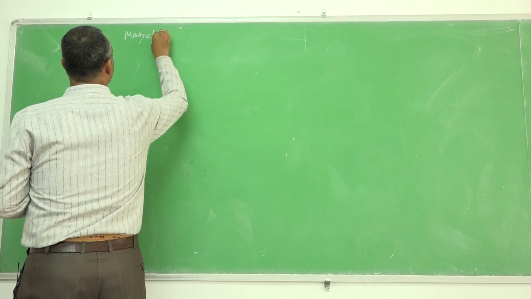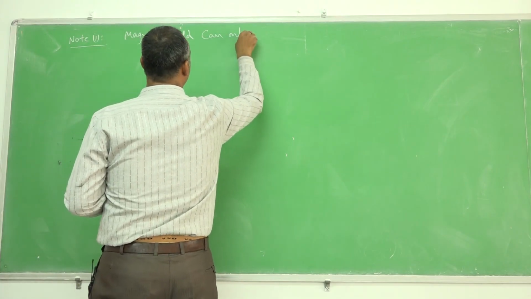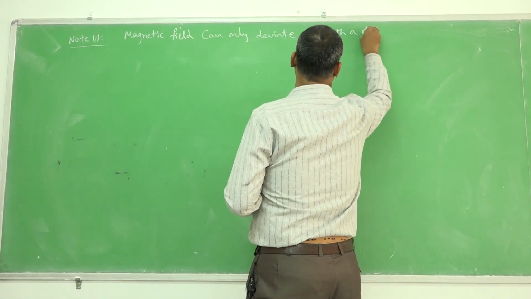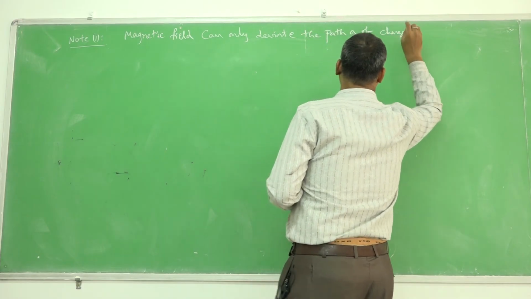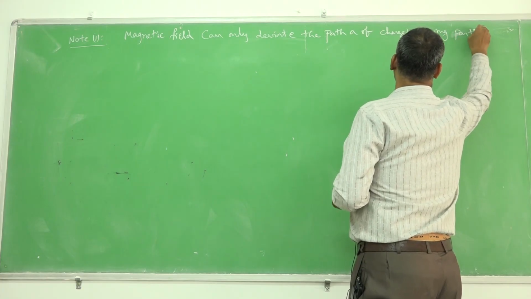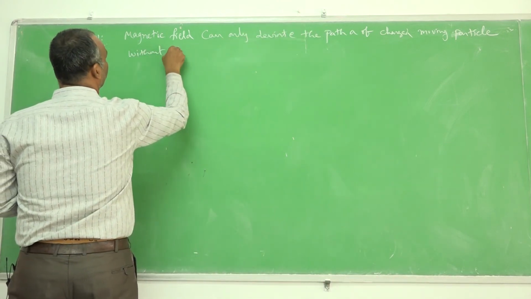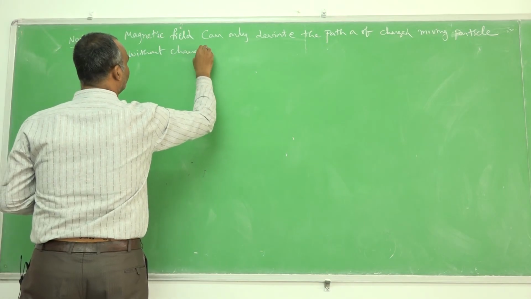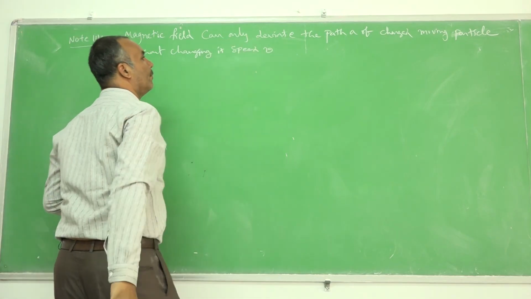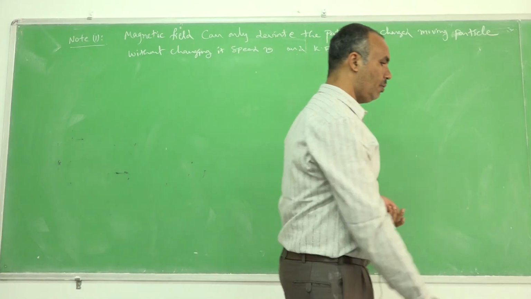Magnetic field can only deviate the path of a charged moving particle without changing its speed and kinetic energy. This is the first note you should remember.